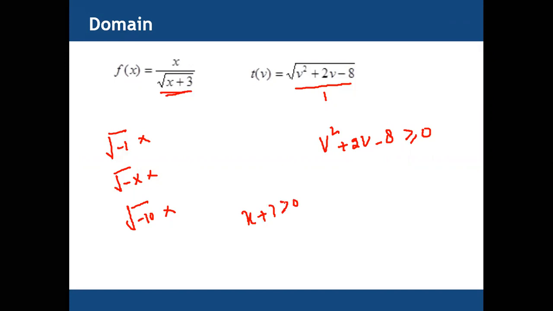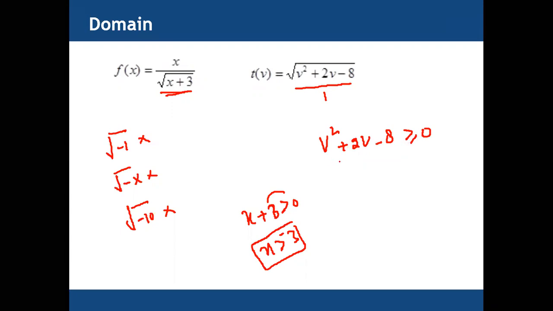So greater than 0. For this first one, x plus 3 greater than 0, transfer 3 to the other side, x must be greater than minus 3. So all values greater than minus 3 are possible. Yes, excellent, Sabaun Khan. What about this one? When we have a square root in the numerator, v square plus 2v minus 8 greater than or equal to 0.